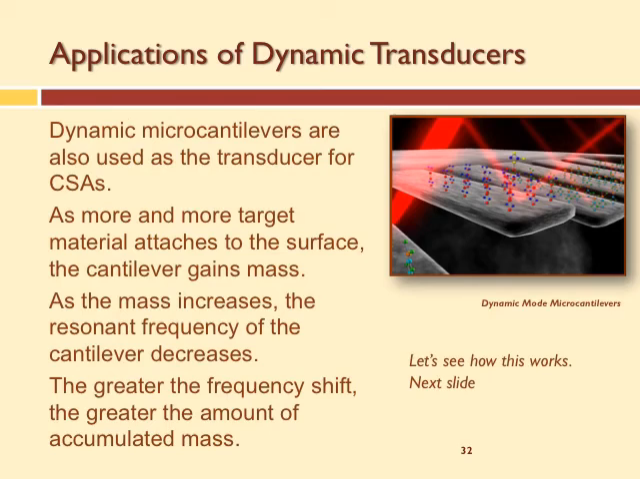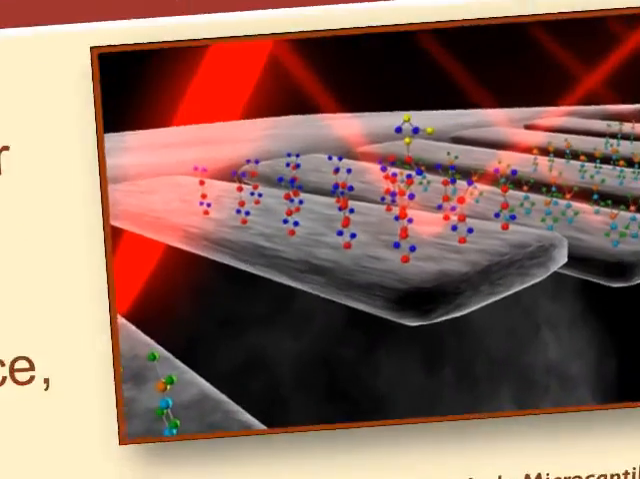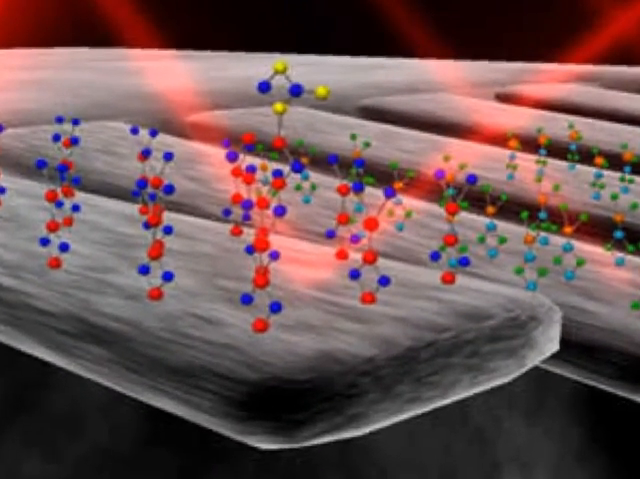So an application would be a micro chemical sensor array. Let's zoom in on that and see what it looks like. Here we see a bunch of cantilevers, like in that other picture, but now we've added a molecule sitting on top. This one likes to stick only to this type of molecule. So now you've made a sensor.